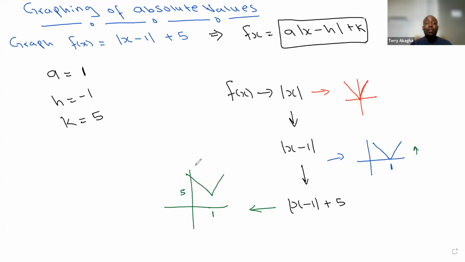Then you can decide to predict what the y-intercept will look like. The y-intercept, we'll talk about that later, but from this, x will be equal to 0. So 0 minus 1 will give you -1. The absolute value of -1 will be 1. 1 plus 5 will give you 6. So that means the y-intercept here is going to be 6. And this should be how the graph should look like. All right. So I'm going to take one more example.